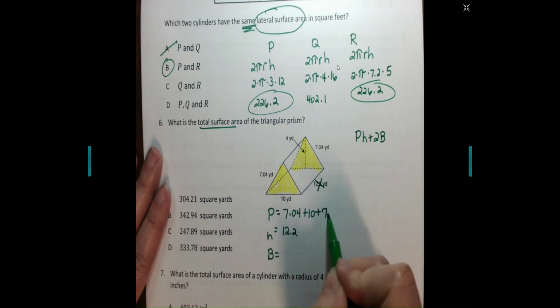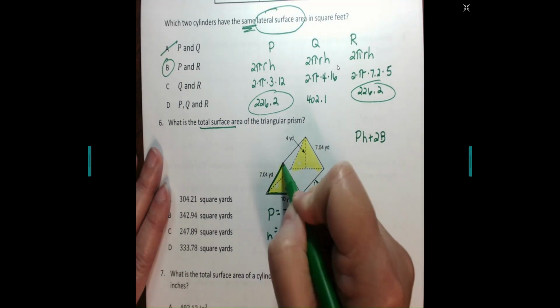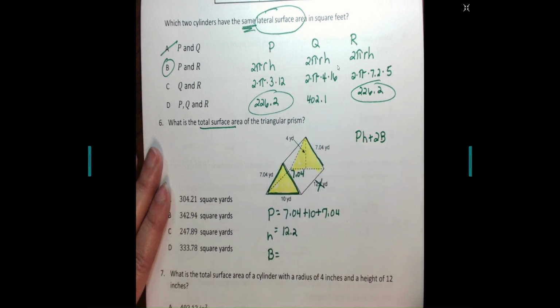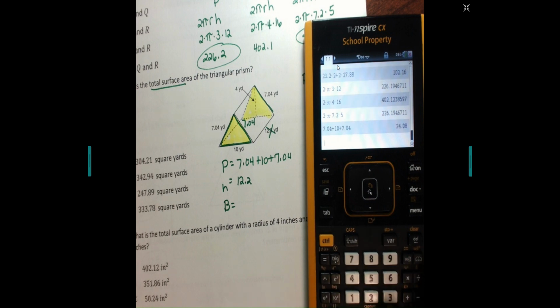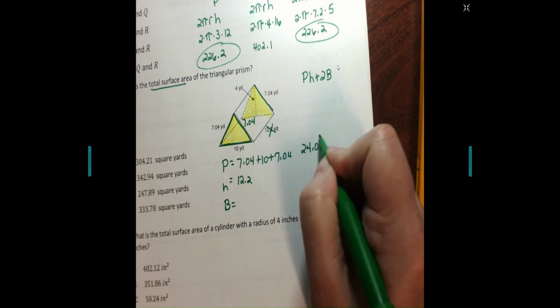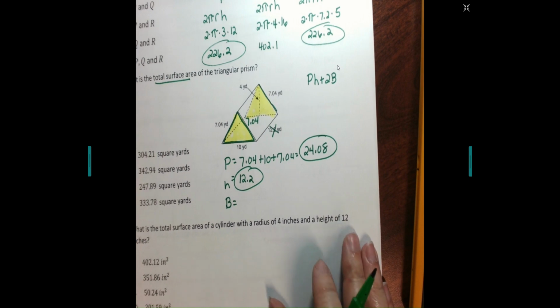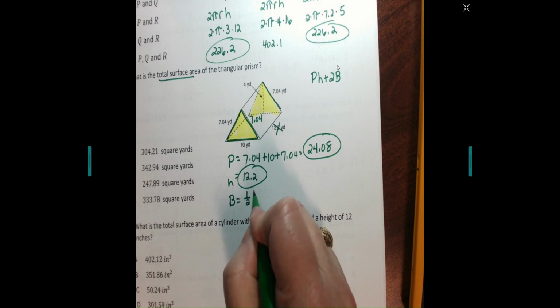Thank you very much. We've got 7.04 plus 10 plus 7.04, same as this side. So here we go, 7.04 plus 10 plus 7.04, 24.08. There's my P, there's my H. Now, how do I find the area of a triangle? It's 1/2 the base times the height.